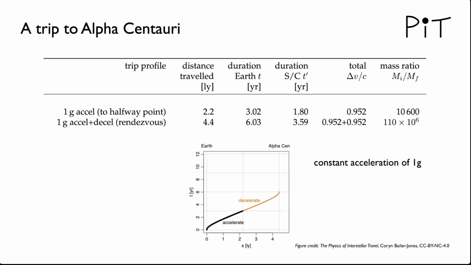Now, what would happen if the rocket had continued to accelerate at the halfway point instead of turning around to decelerate? Computing this, we find that the rocket flies by Alpha Cen with a velocity of 0.984c after 5.28 years of Earth time, or 2.32 years of rocket time. The mass ratio is again huge, but less than the mass ratio required for the rendezvous mission.